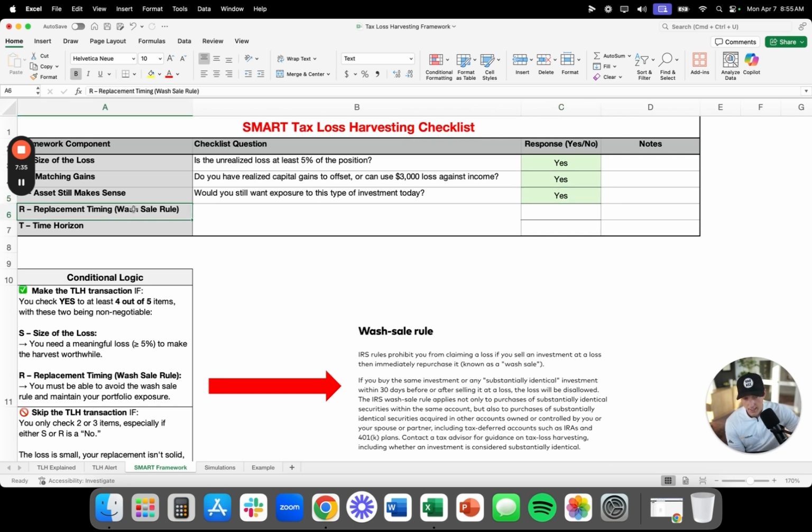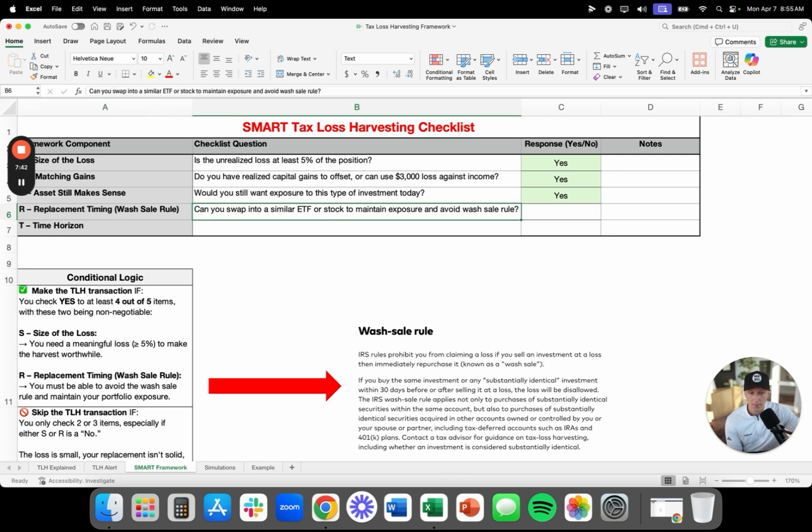Now, the R of the SMART tax loss harvesting framework is replacement timing, which is the wash sale rule. Very important, I'll talk about that in a second. Can you swap into a similar ETF or stock to maintain exposure and avoid the wash sale rule? As I talk about down here, the IRS is actually putting up big red signs. Essentially what you can't do, in short, is this: let's say I sold VTI and realized that loss. I can't rebuy it right then and there, because everybody would do that. Think about that. You have an investment loss, you sell it at, let's say, a 20% dip, you realize that tax loss, you get the tax benefit, and then you rebuy the same thing.